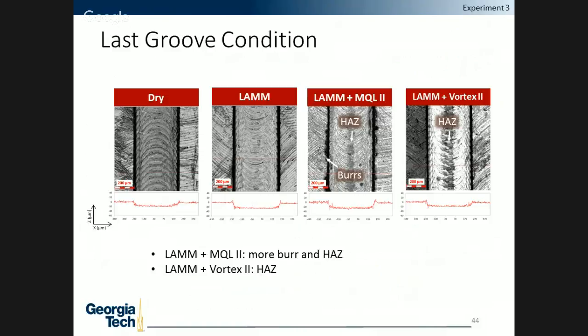And for the Vortex case, we see that it was also created, and we believe that's due to thermal contraction of the workpiece, which did not allow the tool to fully engage and remove all of the thermally softened material in some of the affected zones.